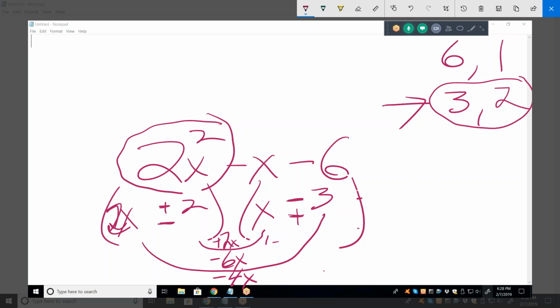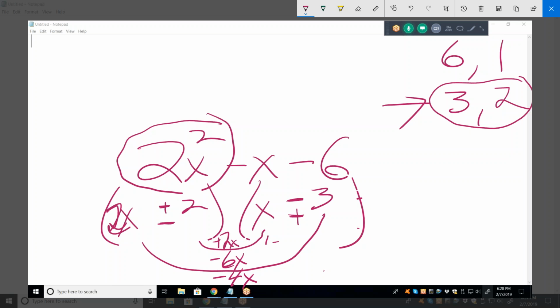Okay? So, that not only eliminates this answer, but I know that if I move the 2 down to the negative sign and the 3 down to the positive sign, all it's going to do is make that a 4x instead of a negative 4x.